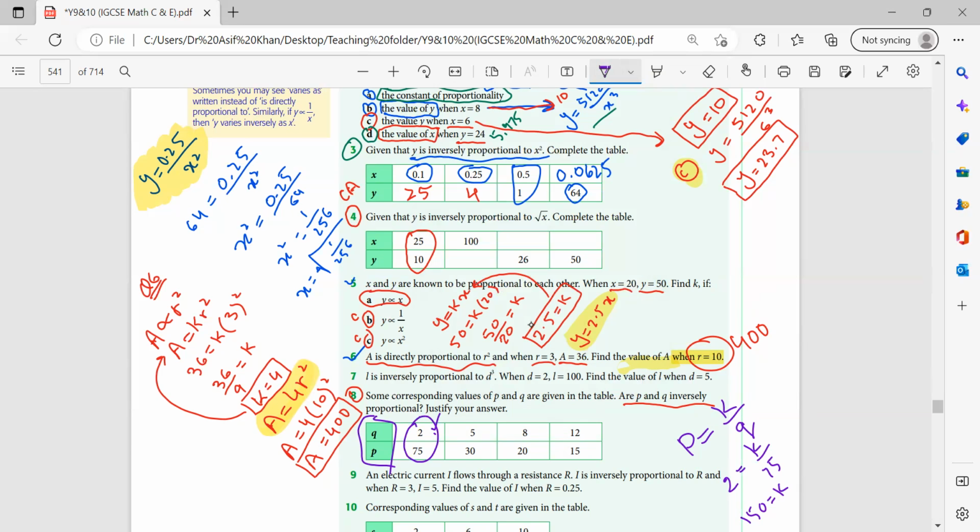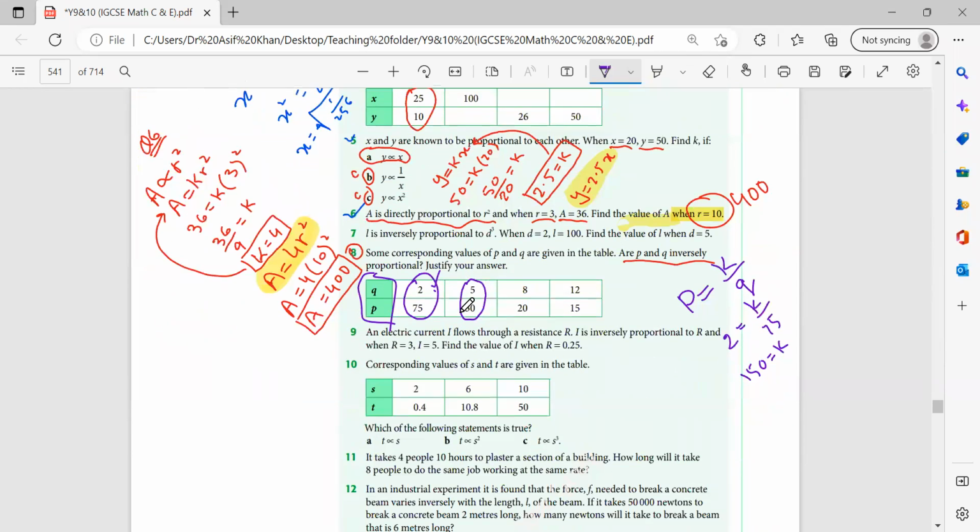Now check for the second value. Put 5 and 30. Is this the same 150 or not? Yes, sir. It's 150. Okay, now check for the third value. Is the value of K 150 or not? No, it's 160. So it means one value does not match. Out of the values given, most match and one value does not match. Also check the fourth one.